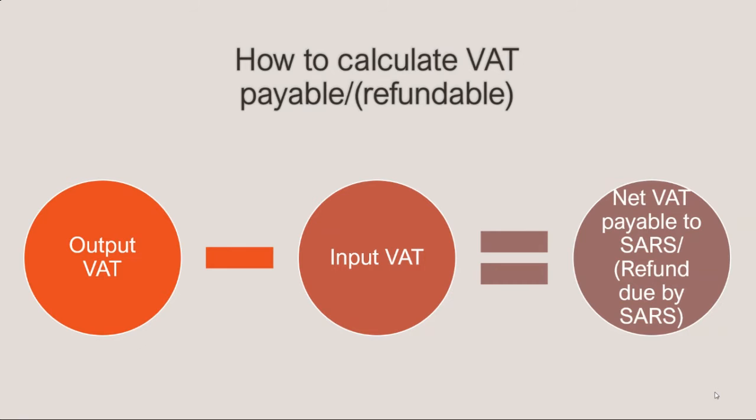Now, in a test or in an exam, they will generally ask you to work out the net VAT payable and refundable. So you will first work out the output VAT, then you'll work out the input VAT, and then you do this calculation at the bottom to get to the net amount. Okay, so for now, just remember what the formula looks like. I will give you homework where you have to do a calculation like this so that you can see how it is actually done.